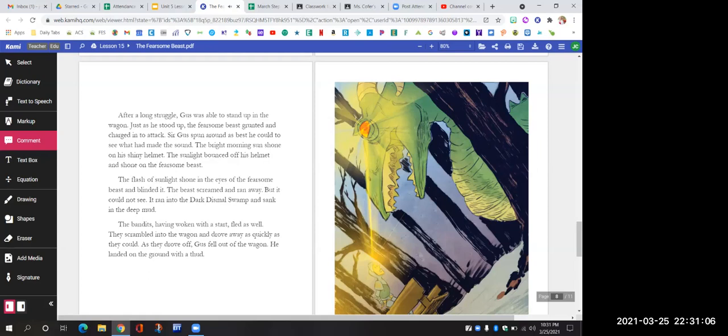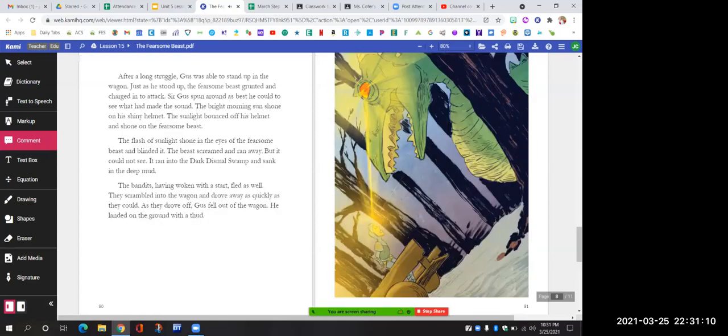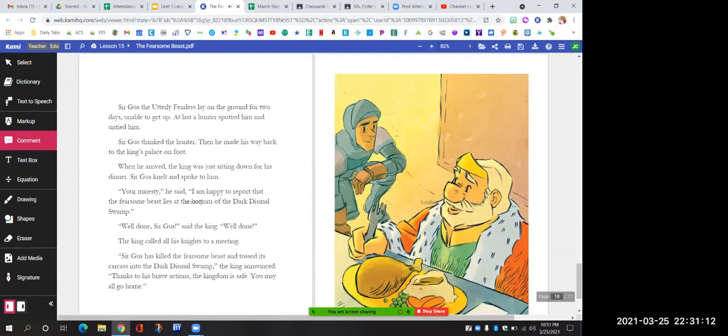As they drove off, Gus fell out of the wagon. He landed on the ground with a thud. Sir Gus, the utterly fearless, lay on the ground for 2 days, unable to get up. At last a hunter spotted him and untied him. Sir Gus thanked the hunter. Then he made his way back to the king's palace on foot.